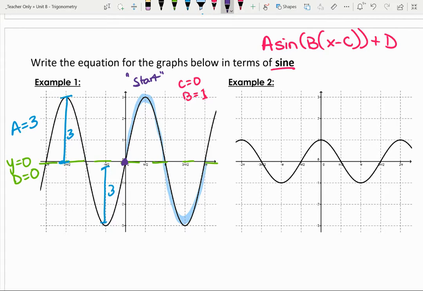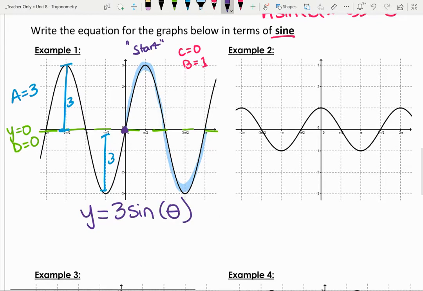So our equation of our graph here is simply going to be 3 sine theta or 3 sine x, depending on what variable you're feeling most comfortable using. Either one's going to be fine here. We don't have to put that the b value is 1, right, because a 1 doesn't change the value. So let's take a look at example 2.